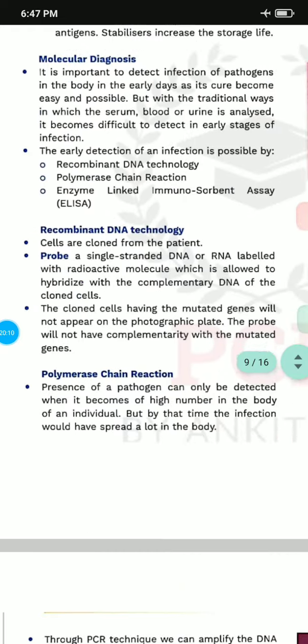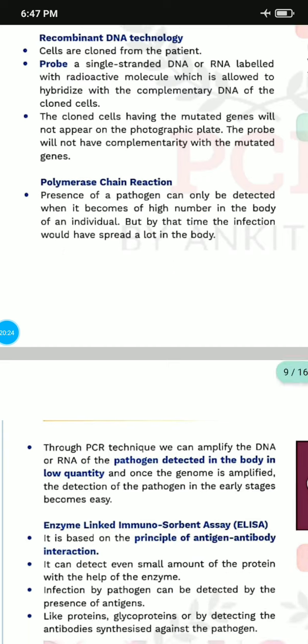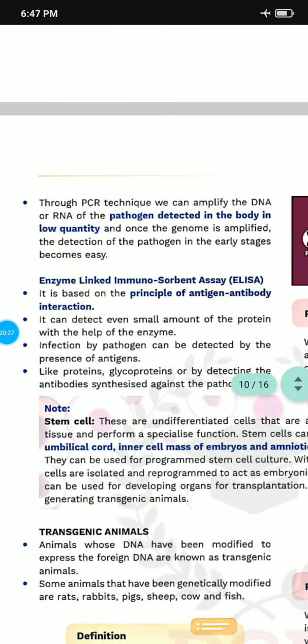With polymerase chain reaction, the presence of a pathogen can be detected when it is present in a high number in the body, but by that time the infection would have spread a lot. So PCR methods are used for the amplification process. In the previous chapter I already told you about the amplification process.